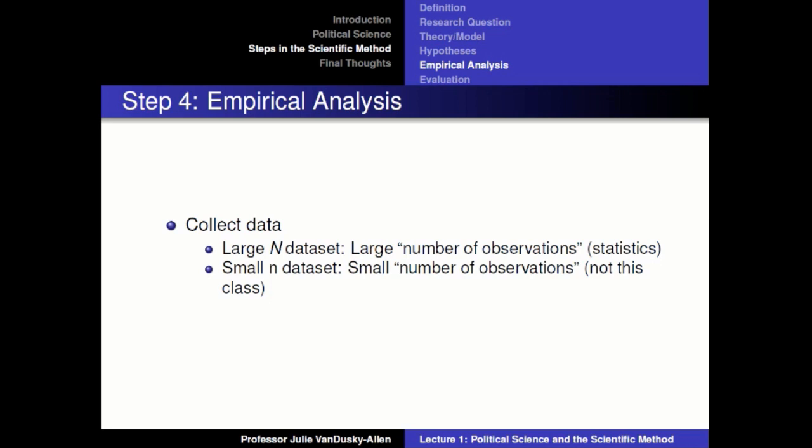Some political scientists focus on small N data sets that only have a handful of observations. We generally call their types of studies case studies. In their case studies, they use thick description to analyze the data. This approach is beyond the scope of this course.